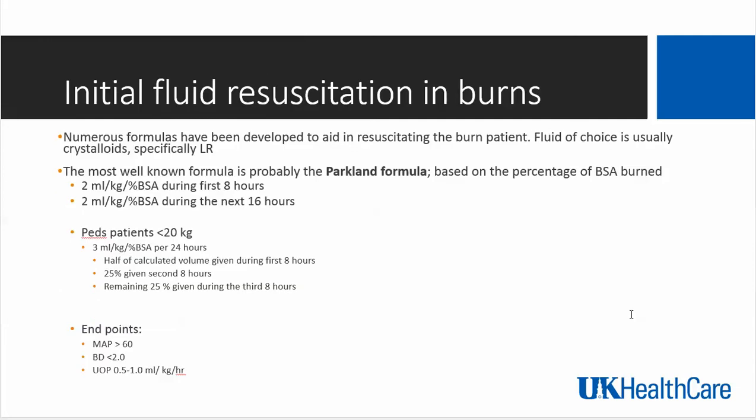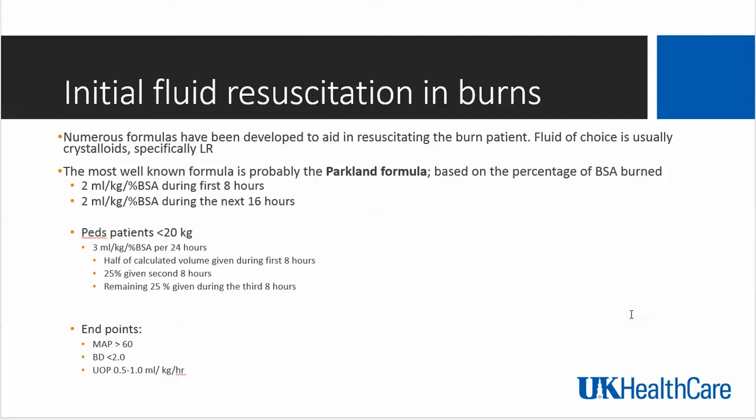How do we fluid resuscitate these burns? Numerous formulas have been developed to aid in resuscitating the burn patient. The fluid of choice is usually crystalloid, specifically LR. The most well-known formula to calculate the fluid resuscitation is probably the Parkland formula, which is based on the percentage of body surface area burned. In the first 8 hours, resuscitate the patient with 2 mLs of crystalloid per kilo per body surface area burn. In the next 16 hours, replace with 2 mLs per kilo per body surface area burn.